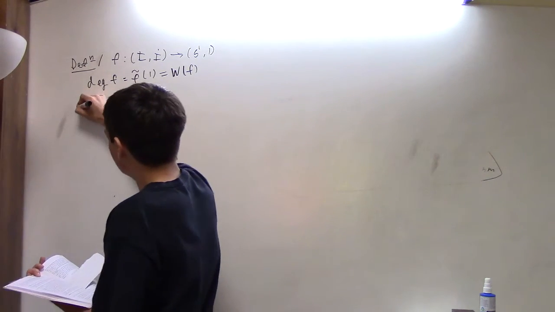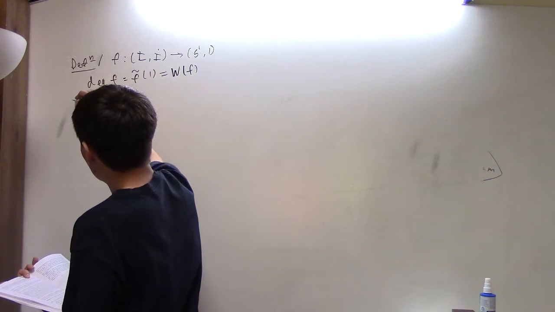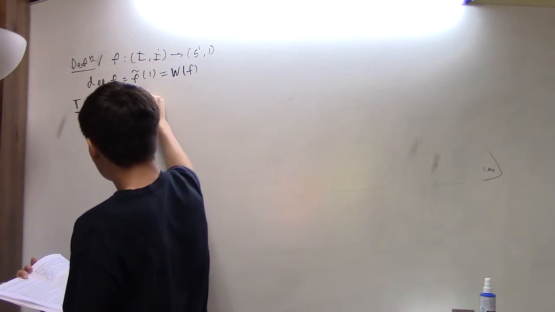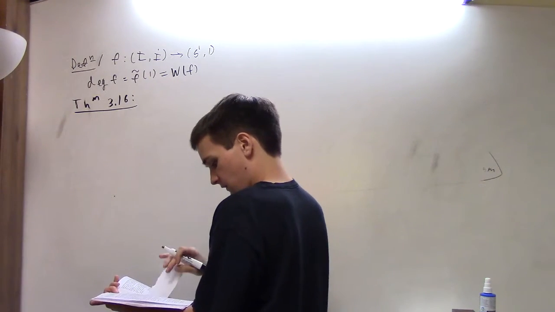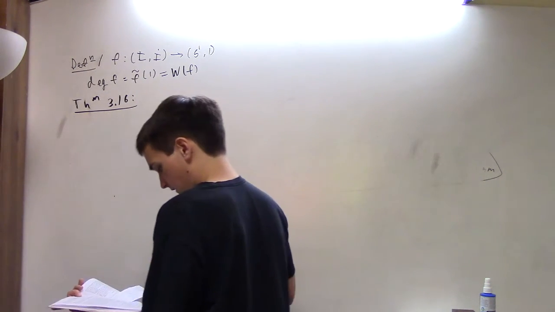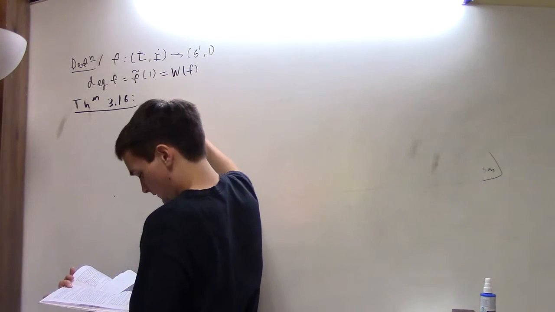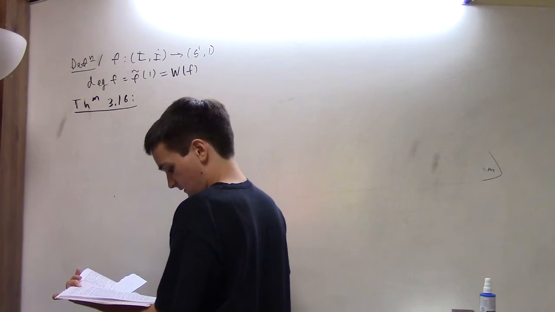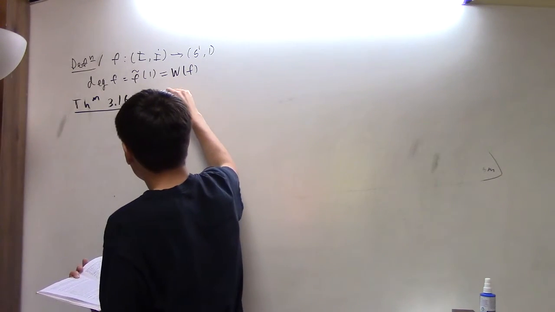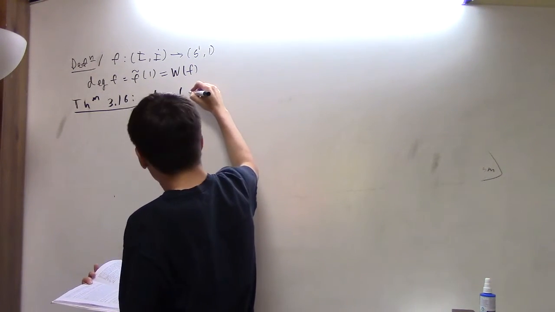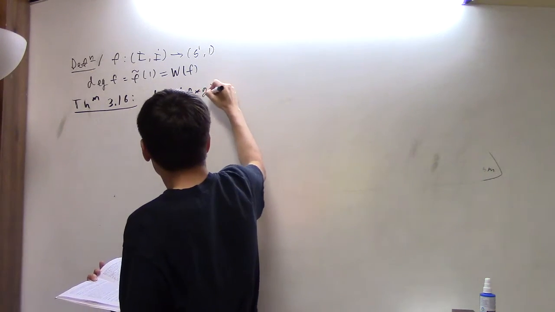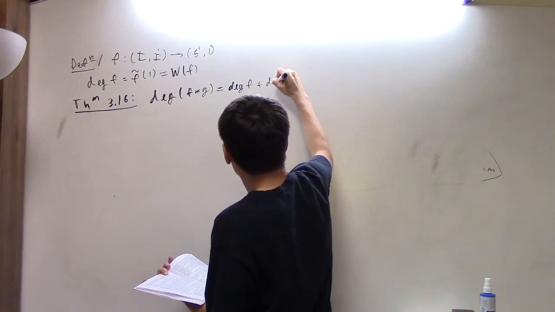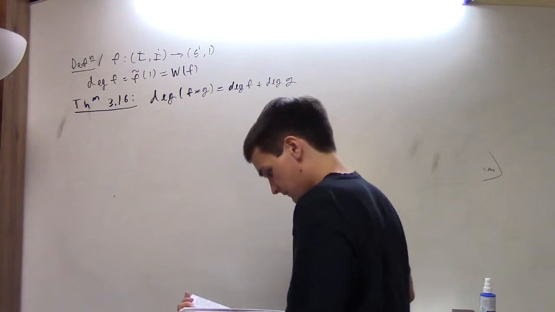So we have Theorem 3.16. The function d given by f maps to degree of f is an isomorphism. So in other words, essentially the degree of f star g is equal to the degree of f plus the degree of g.